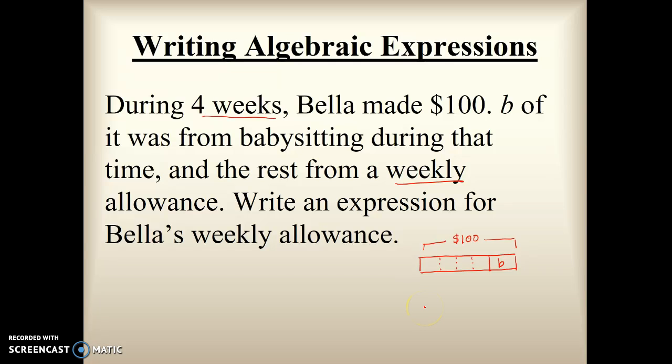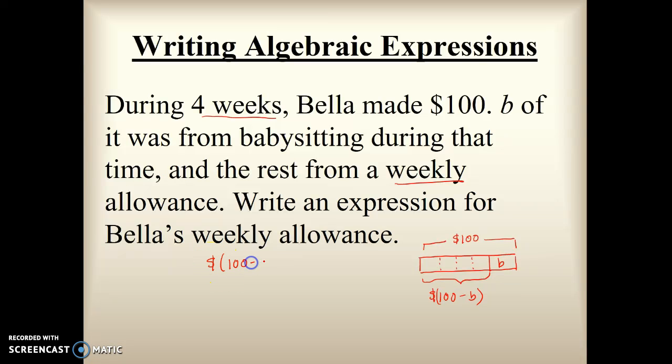And then it says, write an expression for Bella's weekly allowance. Well, let's take this in stages. Before we write an expression for Bella's weekly allowance, let's just go ahead and check this amount out right here. And let's write an expression for the amount that she made from allowance and not babysitting. So if we look at this, she's got $100 total after 4 weeks. B of it was from babysitting. So we can say that $100 minus B is the amount that she had from a weekly allowance.